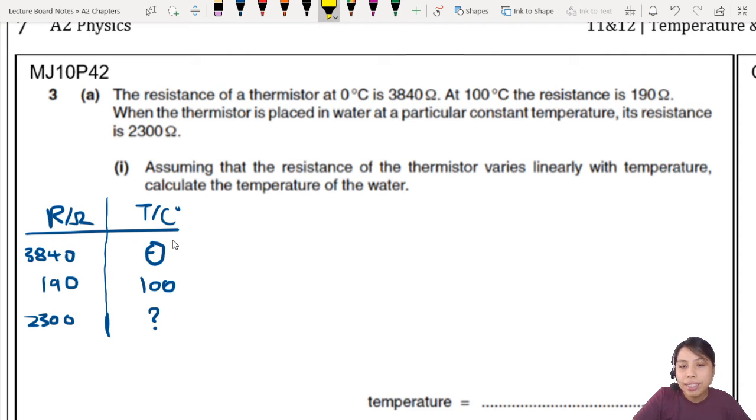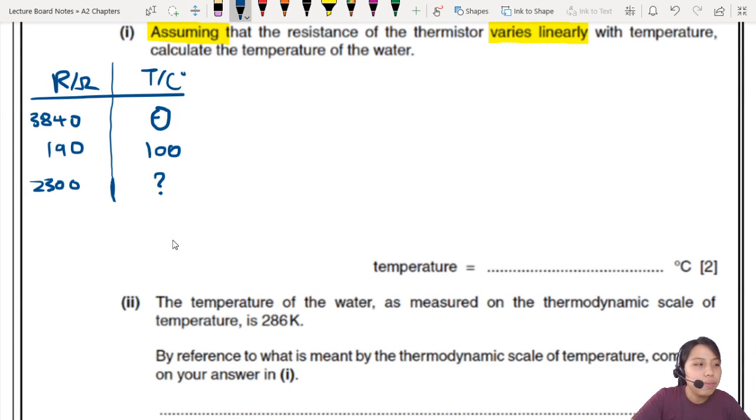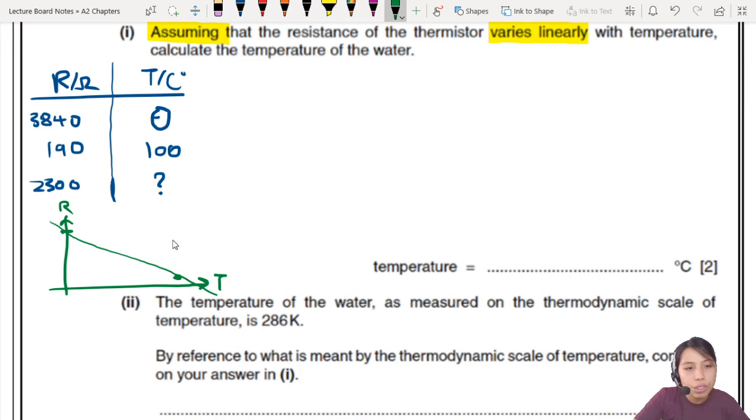We are assuming the thermistor is not linear, but we are assuming it varies linearly with temperature, which means if you plot a graph of resistance change with temperature, something like this. At 0 degree, you are 3840, so somewhere here. At 100 degree, you are at 190, so maybe somewhere here. So your graph will be a straight line, linearly. You assume linearly, so it's like that.